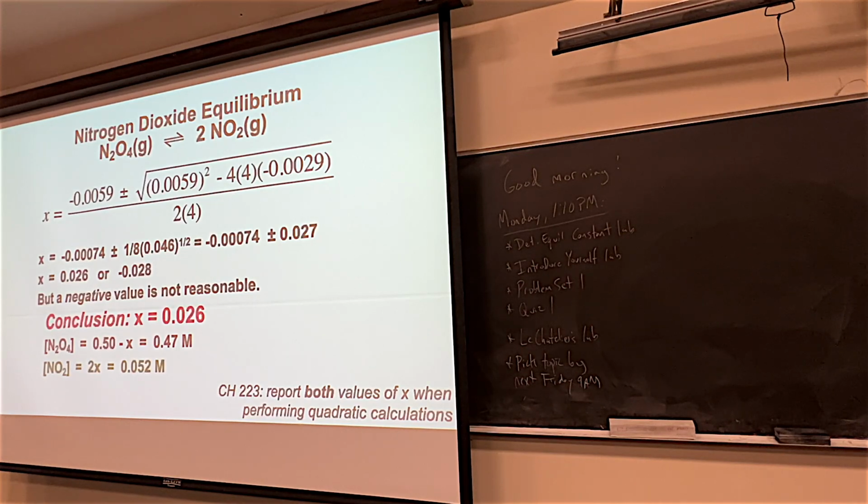But if you use the smaller x, there's always going to be something minus the x or minus 2x, and it'll end up with a negative number down here in equilibrium. So again, if you get 2 positive roots for x in a quadratic, you want the smaller one. All right? The bigger one will give you a negative answer when it comes down to the equilibrium concentrations.